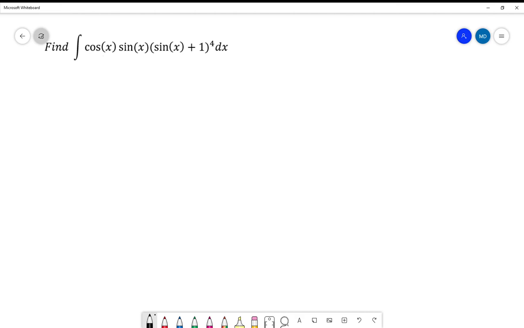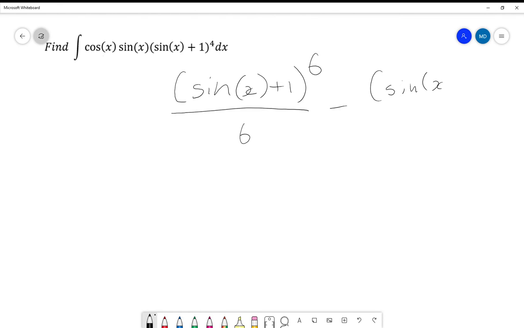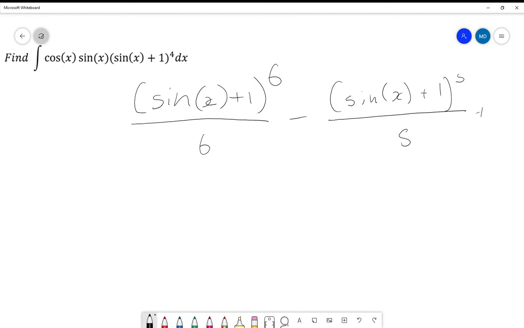I can tell you what the answer is straight off. The answer is going to be (sine of x plus 1) all to the power of 6 over 6 minus (sine of x plus 1) all to the power of 5 over 5. And you can probably see some sense of integration there. Not forgetting, of course, in the end there would be a plus c because it's integration. But how would you spot that? You can't just spot it.